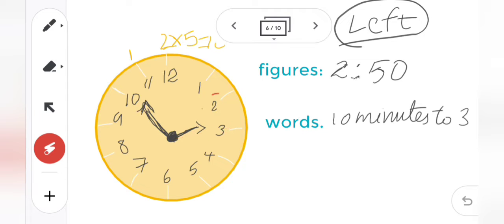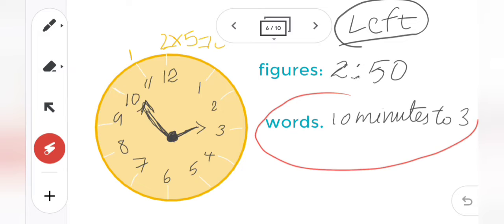So you have to write what it has passed. It has passed only 2, so you will write 2 for the hour, and then the minutes. The figure is easy, the same minutes you will write. The minute hand is on 10, so the minutes will be 10 into 5, 50. So 50 minutes. So 2:50 when you write in figures.